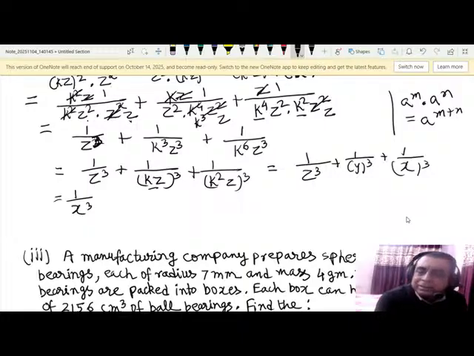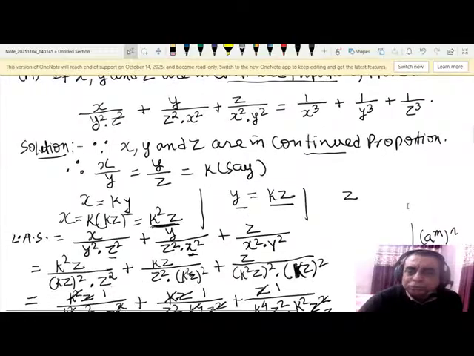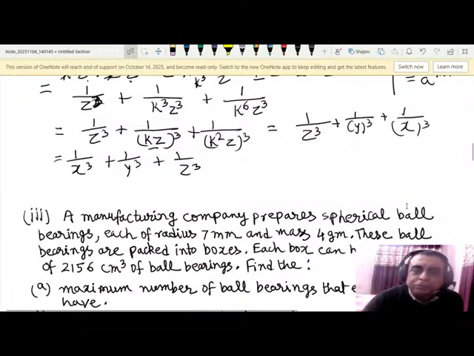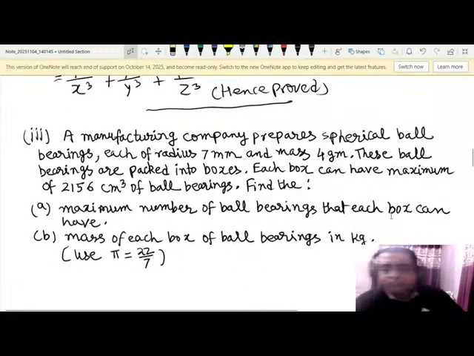So that comes to 1 upon x cube. I am writing the last term first. Then 1 upon y cube, and the first term I am writing at the end. So 1 upon z cube. So that thing we are asked to prove. So it is proved. Hence it is proved. So we have proved what was asked in the question. Now we are moving to the next question.